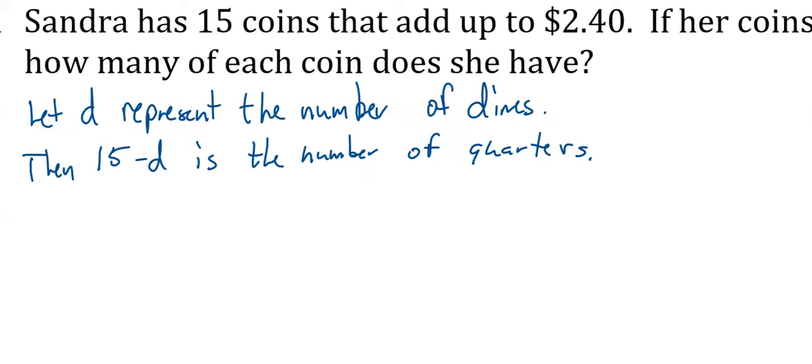But again, when you're doing your practice, you have to pick a way that works. And I would say pick one way or the other and try to always do it that way. Don't kind of mix and match. You confuse yourself. Does that make sense? So we've got D is the number of dimes. 15 minus D is the number of quarters. Okay, what's next? We know they add up to $2.40. If I have D dimes, what's the value of my dimes?